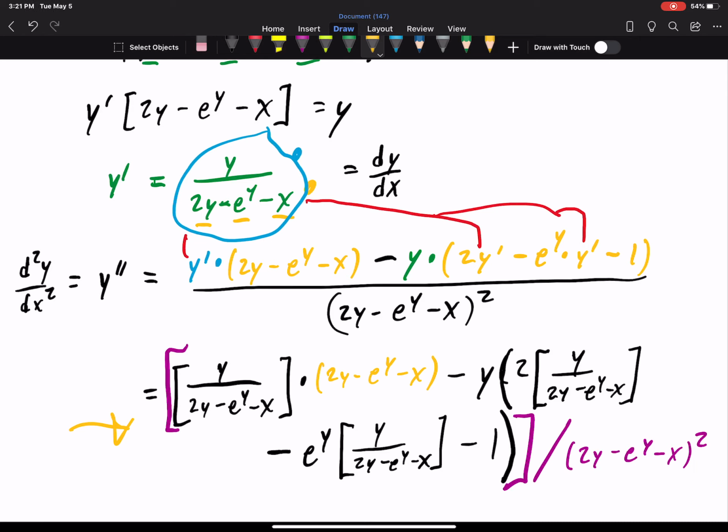If you wanted, you could keep finding derivatives. Like if you wanted to find the third or fourth or fifth derivative, you can keep doing this. It just becomes nastier and nastier and nastier. Okay, so that's problem number 2.